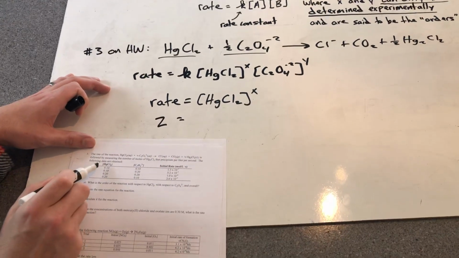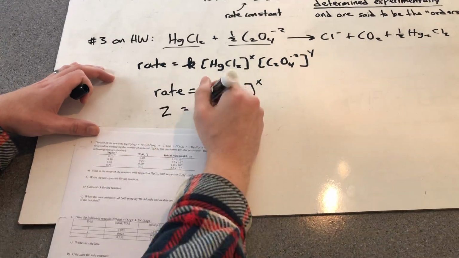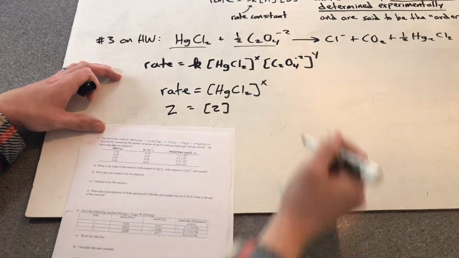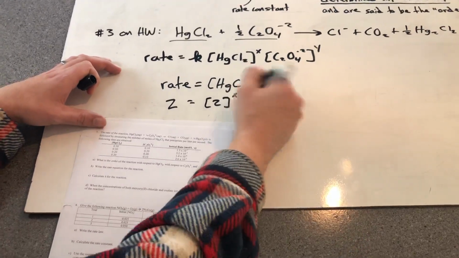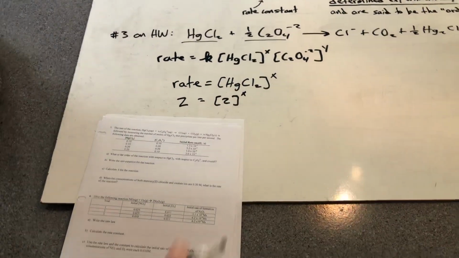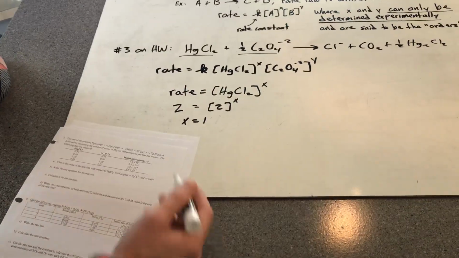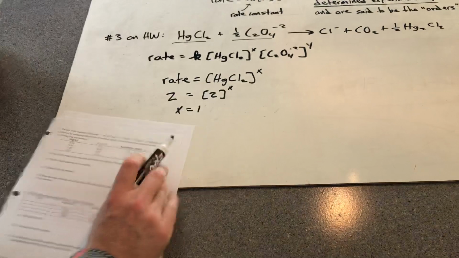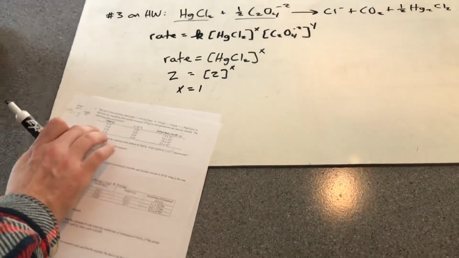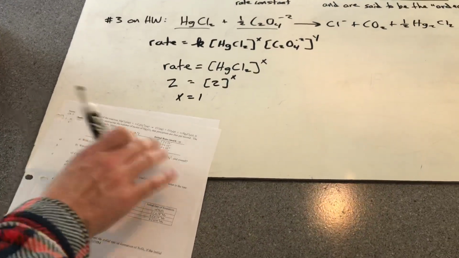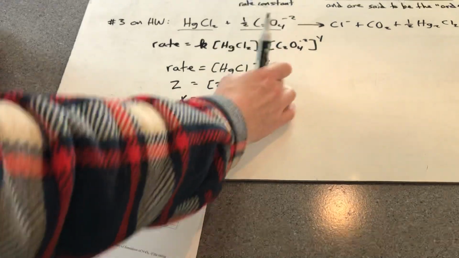HgCl2, what happened to its concentration? It went from 0.1 to 0.2. It also doubled, so I'm going to put a 2 in here for HgCl2. And then we can list it as 2 equals 2 to the x, so x therefore must be equal to 1. So we know that the impact of changing the concentration of HgCl2 on the rate is a linear relationship, meaning that x is just equal to 1.